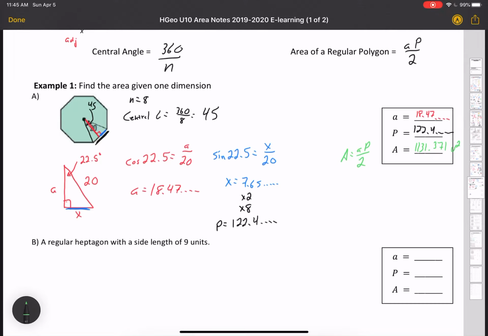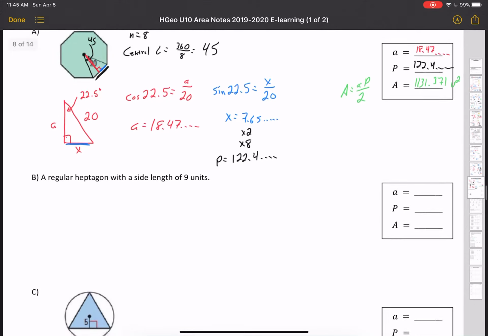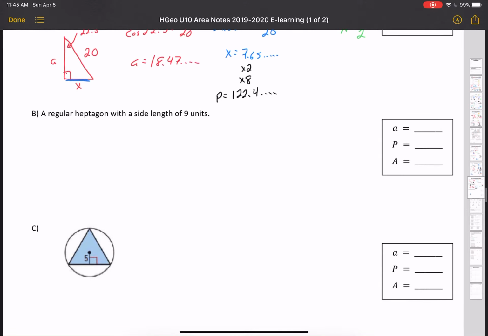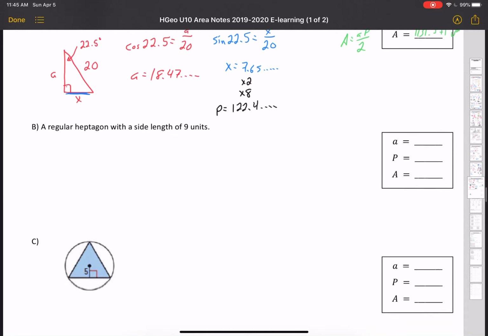Just double checking that it does. Yep. Okay. So let's do the next problem. Not every problem is going to have a diagram. A regular heptagon.